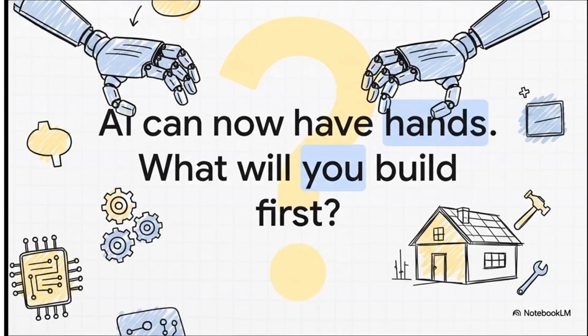We started this by saying that MCP gives AI assistants hands. They can now interact with our digital world in a real, tangible way. So the question is no longer if this is possible. The only question now is, what are we going to do with it? So I'll leave you with this final thought. AI can now build, it can fix, it can organize, it can create. What will you build first?